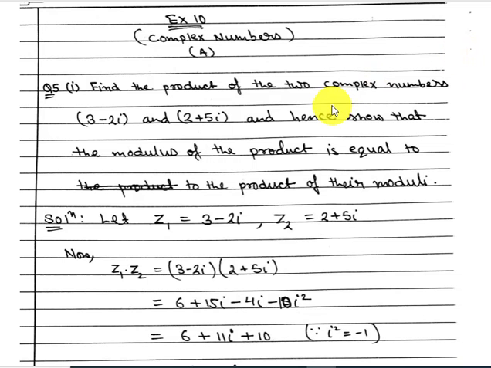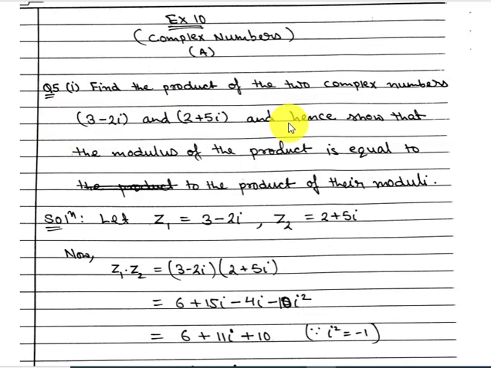Okay children, so let us start with question number 5 now. 5.1. Here it says find the product of the two complex numbers. Here the complex numbers are given 3 minus 2i and 2 plus 5i. So firstly we got to find the product of these two complex numbers. Okay, so if I denote this as z1 and this as z2, then I have to find z1 into z2.